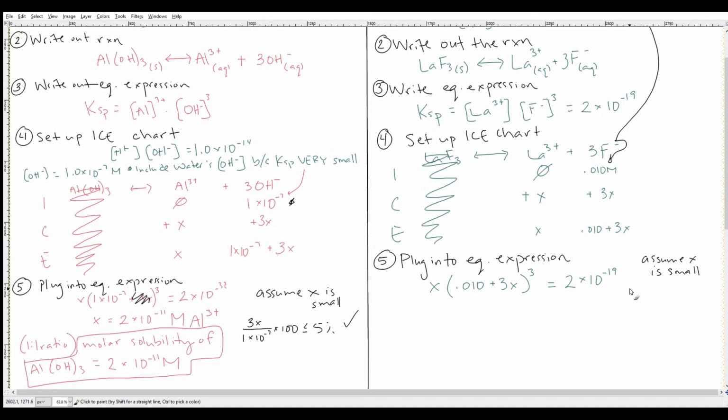And if I do that, I need to show that this 3X that I'm crossing out is at the most 5% of what it's being compared to. So let's go ahead and solve for X then. You'd get X is equal to 2 times 10 to the negative 13. And we know that lanthanum's concentration is equal to X. Now I know if I were to plug that in, 3X over 0.010 times 100 would give me a value less than or equal to 5%, so we're good there. You can plug it in if you'd like to see for yourself.